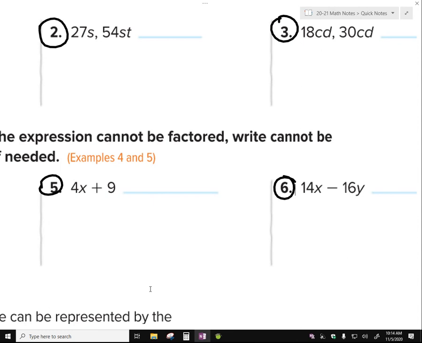I do have numbers 1 and 4 done on the notes I'm going to post on Schoology. So if you want more examples, I have all the examples done on that page, that PDF that I'll post.